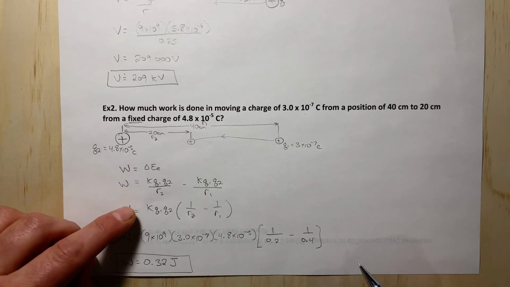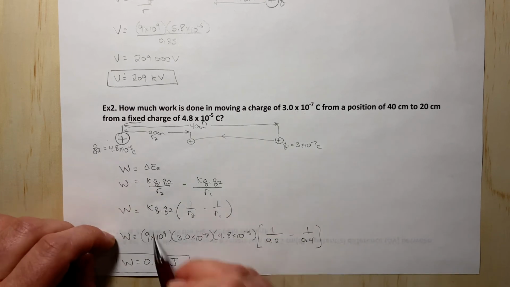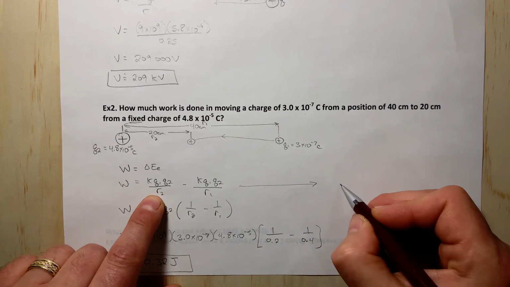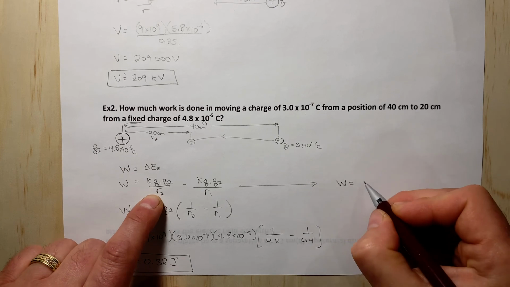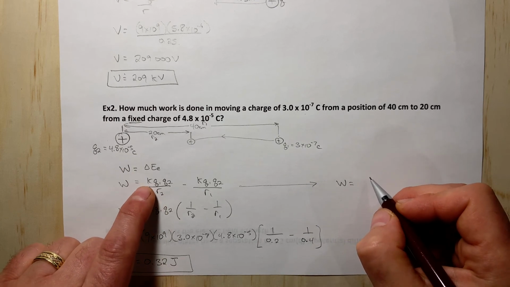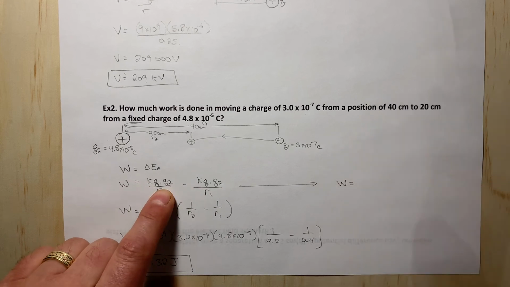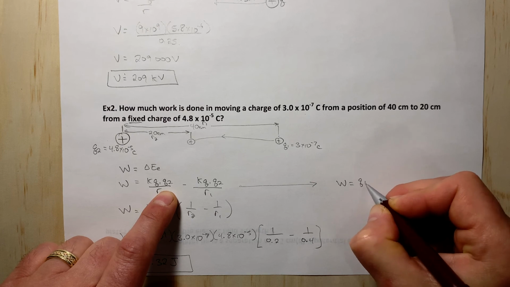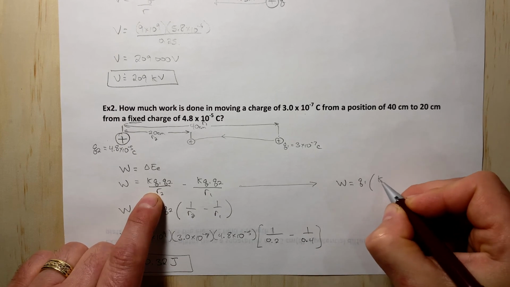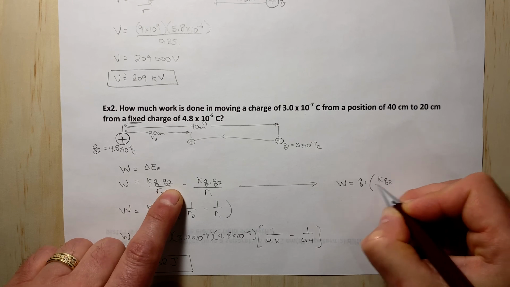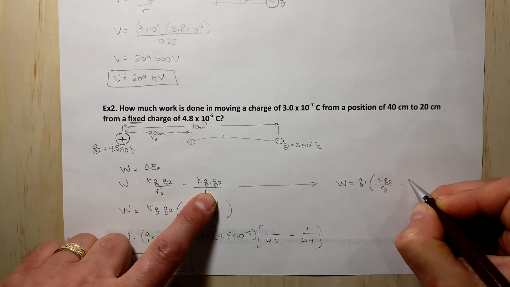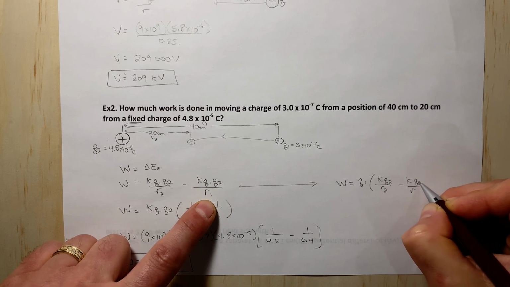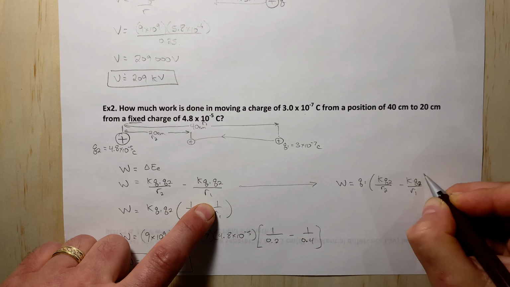One other quick thing. There's my answer, I'm done, but I just wanted you to note this as well. If I come from this line here, I could also say this. I'm going to factor one of the Q's. Again, it doesn't really matter. Let's factor Q1 out. So it is Q1, and then in brackets, I'm left with K Q2 over R2 minus K Q2 over R1. I took the Q2 out over R1.